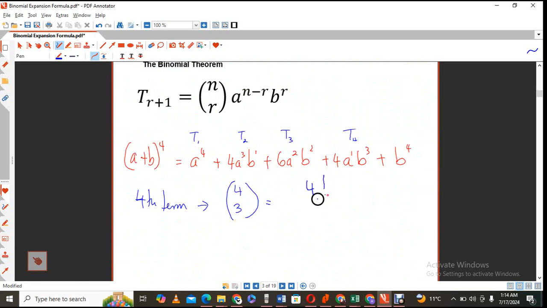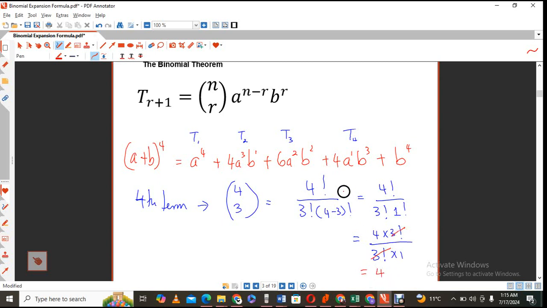So that's 4 factorial over 3 factorial times (4 minus 3) factorial. Okay, so 4 factorial over 3 factorial times 1 factorial. And obviously this is 4 times 3 factorial over 3 factorial times 1, because that's what 1 factorial means. Well, of course, you can cancel out the 3 factorial, and you realize this answer is only equal to 4.